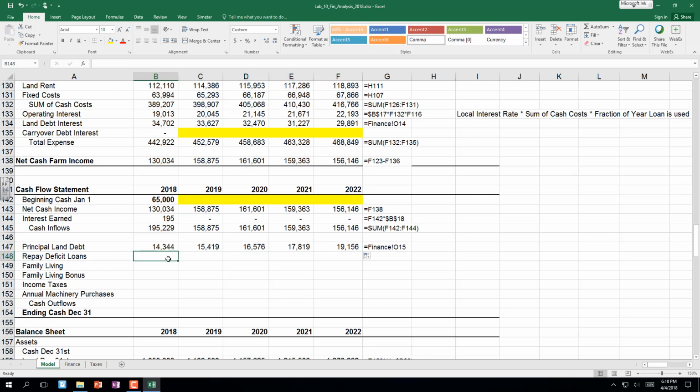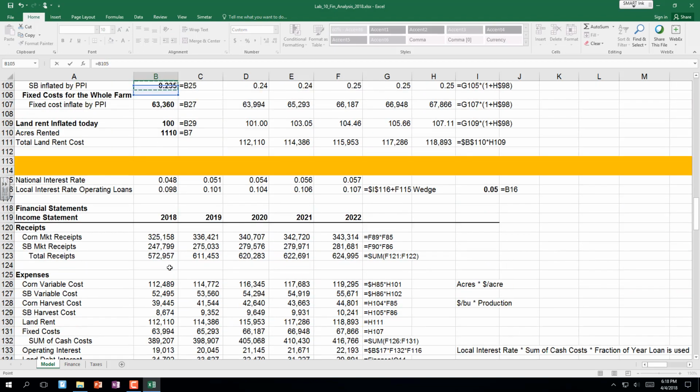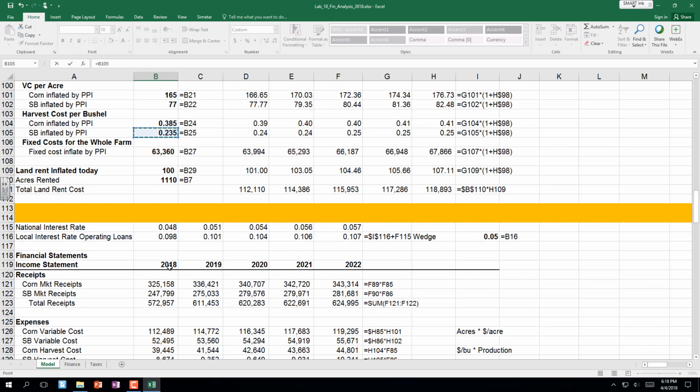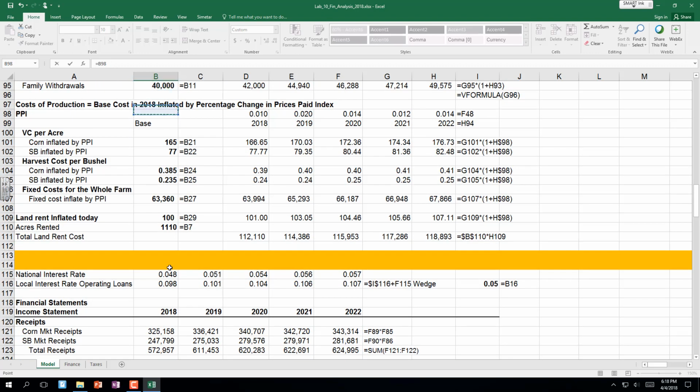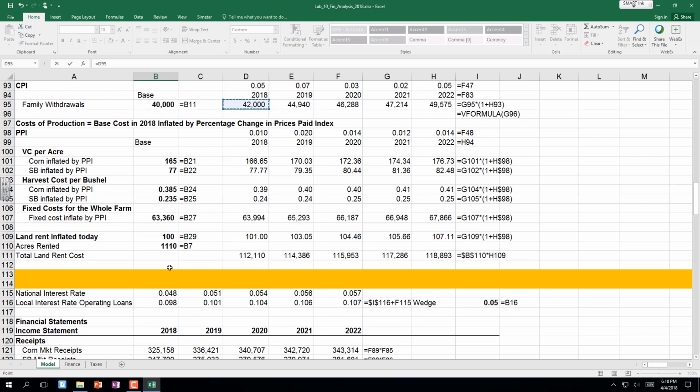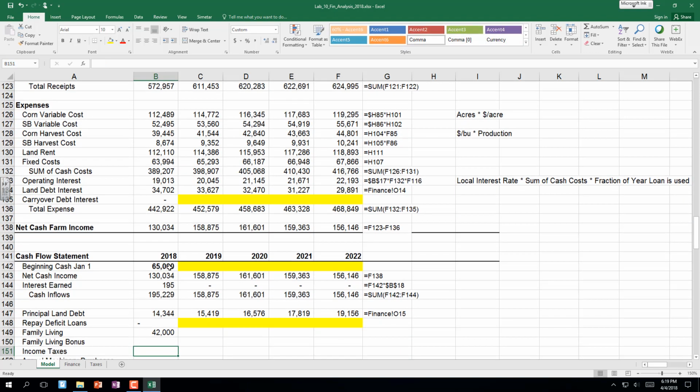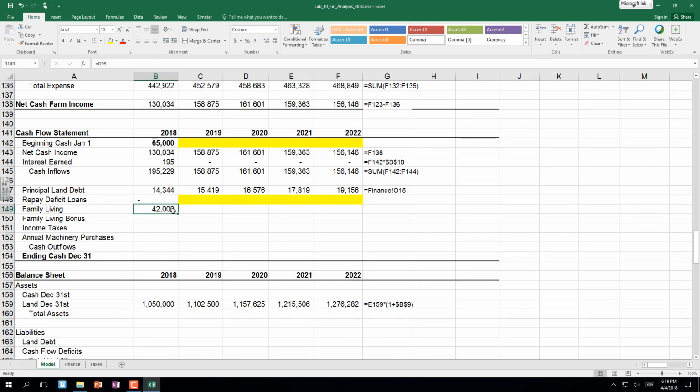Now, I didn't have any beginning debt, so I don't have to repay it, so I can put in 0 there, or blank. And we don't have a number to put in here yet. Okay, so we're going to paint that as yellow. We're in family living. It's equal to, remember we inflated family living up here. There it is, family living, family withdrawals. It's D95. And I can drag that across.